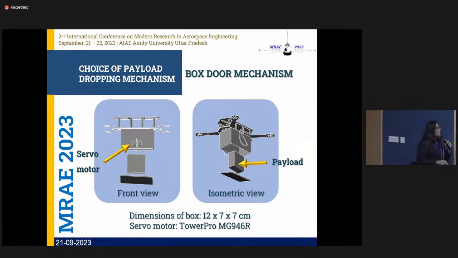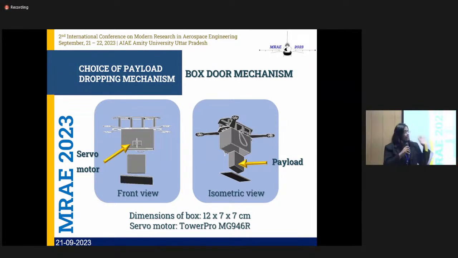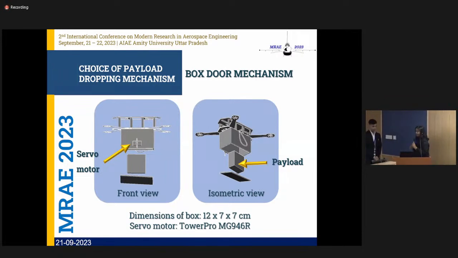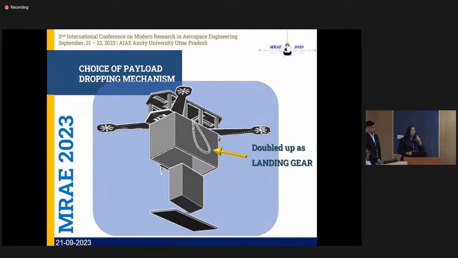So what happens is, this is a box made of foam board, very simple, and this is the payload you can see here. This is the door of the box, which is initially placed here, and when we need to drop the payload, we just release it using this servo motor. This door is held in place using an elastic band, which you can see here. Very simple mechanism. And how we modified it is that it can be doubled up as a landing gear.